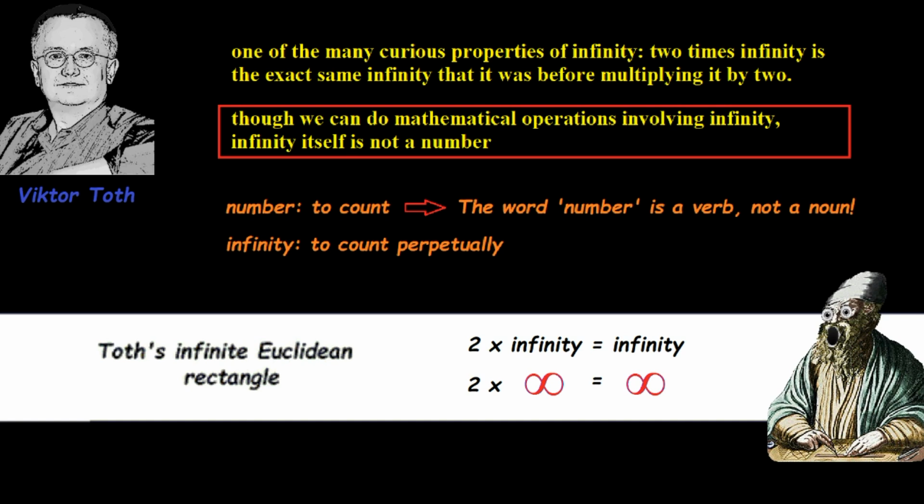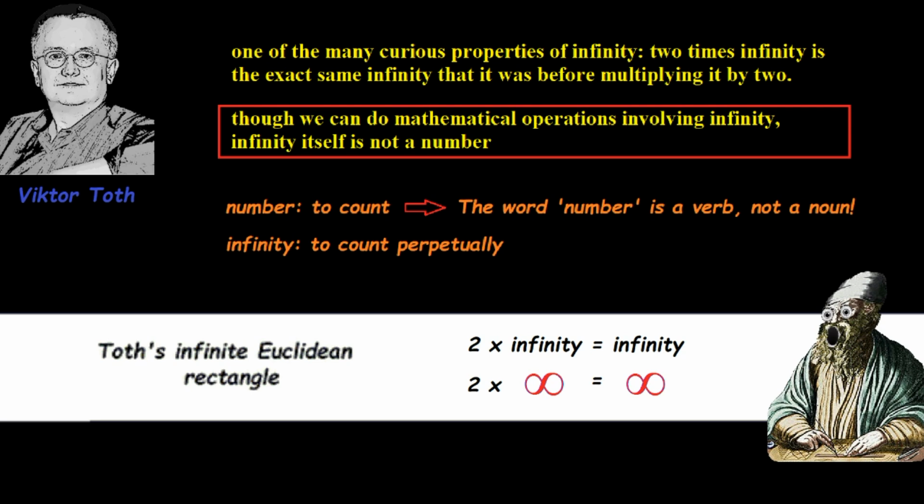Okay, we got a problem there because he says the next step, he says, though we can do mathematical operations involving infinity, infinity itself is not a number. Right, because infinity just means to count perpetually. That's what it means, okay? Number is the verb to count. That's what number means, okay? And the word number is a verb. It's not a noun. And so infinity is simply to count perpetually.